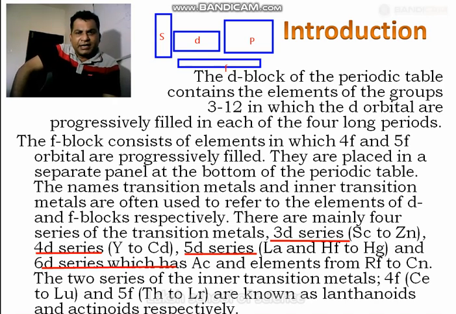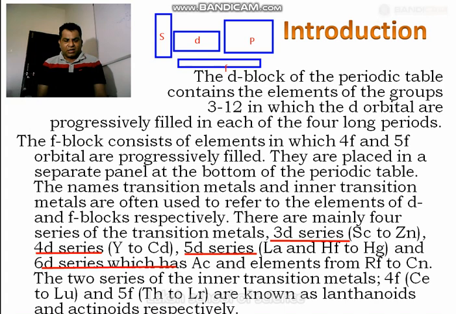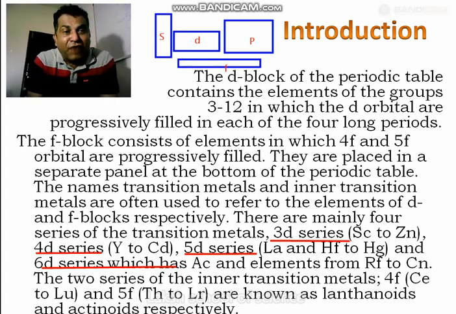The 2 series of the inner transition metals: 4f is from cerium to lutetium and 5f is from thorium to lawrencium. So this is our topic regarding our point. So 4f cerium to lutetium and 5f thorium to lawrencium are known as lanthanoids and actinoids respectively. So remember, the 4f series is known as lanthanoids while the 5f series is known as actinoids. This is just a few things you have to remember.